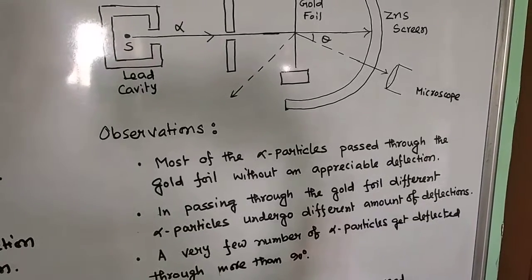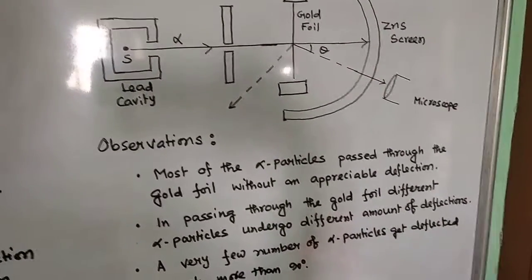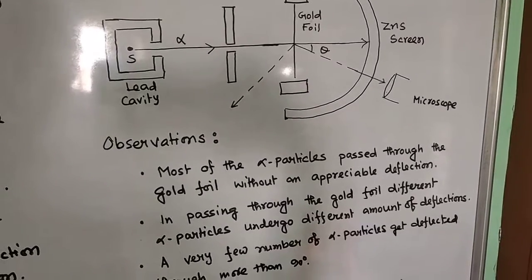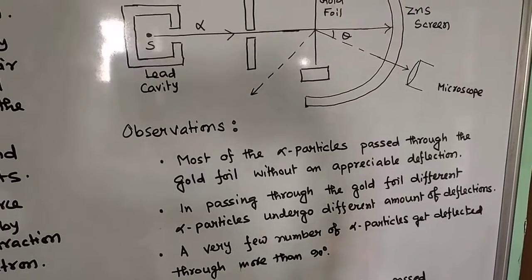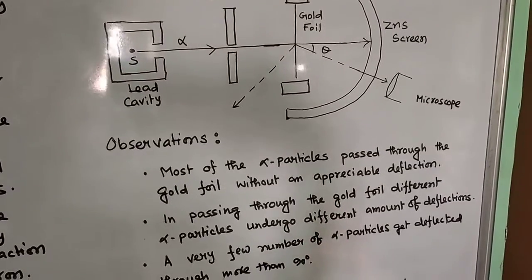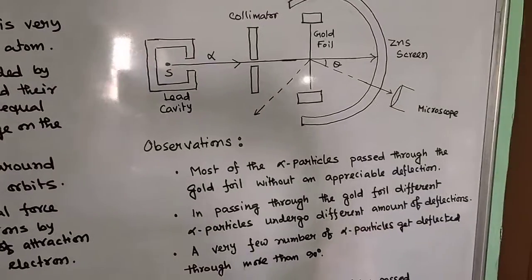So in passing through the gold foil, different alpha particles undergo different amounts of deflection. Be careful, an alpha particle is positively charged. A very small number of alpha particles get deflected through more than 90 degrees, and some alpha particles even get deflected by 180 degrees.